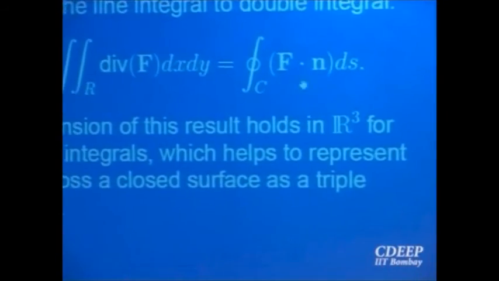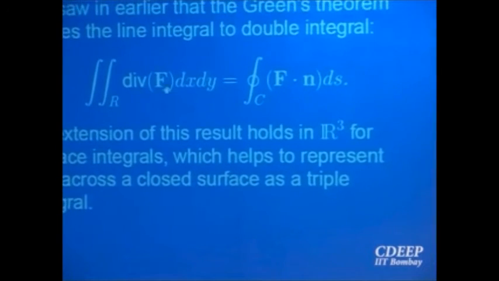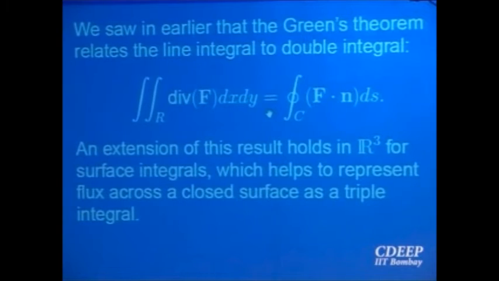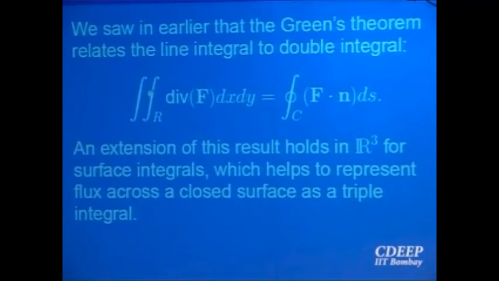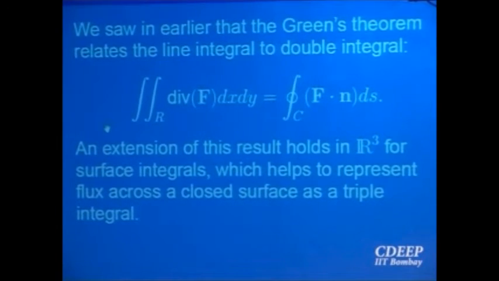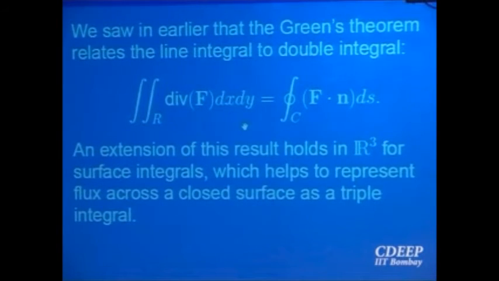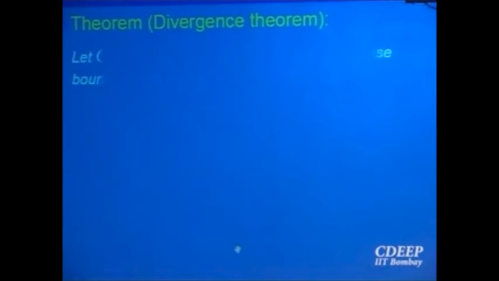So this is what we had for Green's theorem: the integral of the divergence of F was equal to the integral of F dot n ds. Same thing we are saying is valid for R3. So instead of 2 it will become 3 now, and instead of line integral it will become surface integral now. So that is the idea. Let us state the divergence theorem.